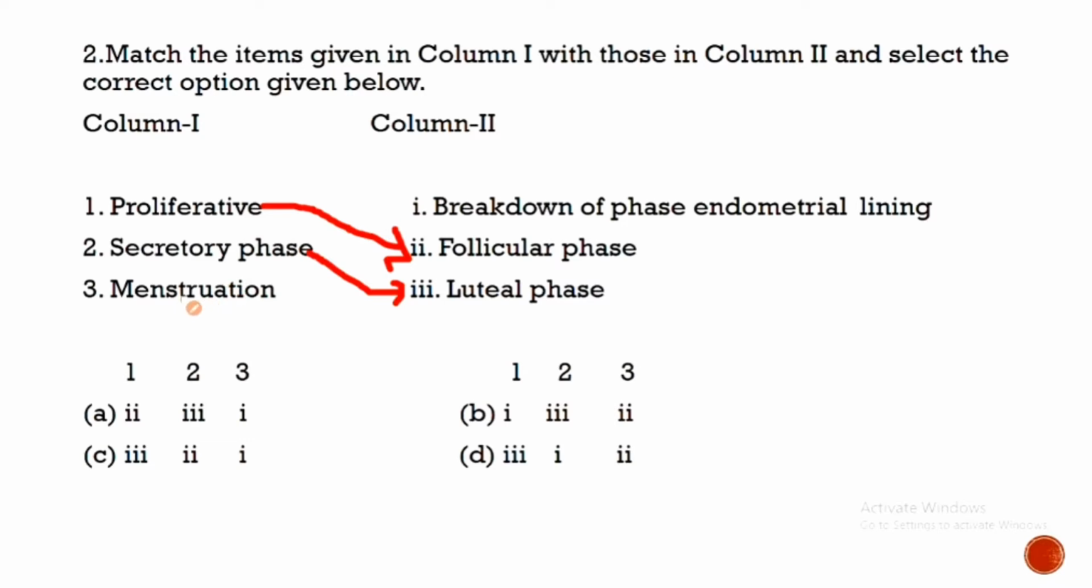Now comes menstruation. Menstruation is bleeding that occurs due to breakdown of the endometrial lining in the absence of pregnancy. So menstruation will match with the breakdown phase of the endometrial lining. So from this we have to confirm with one of the 4 options. So item 1 matches with 2, then item 2 matches with 3, item 3 matches with 1. So option number A will be the correct answer for this question.